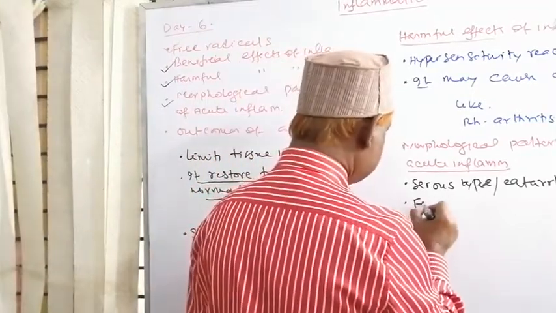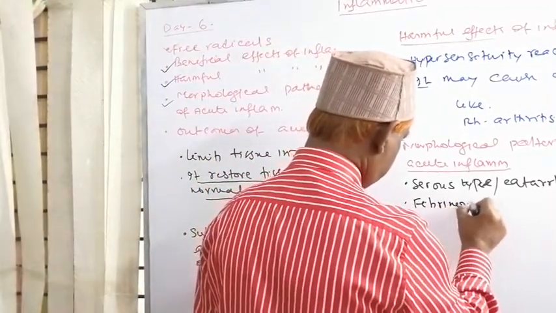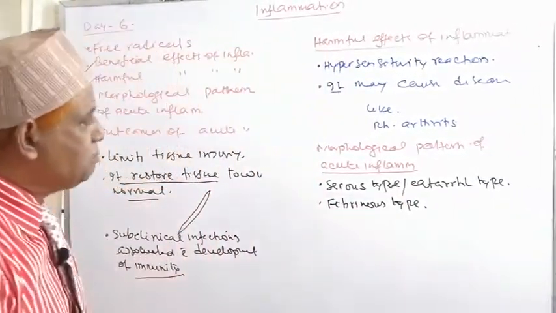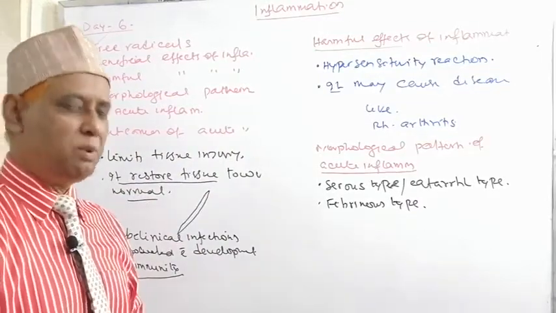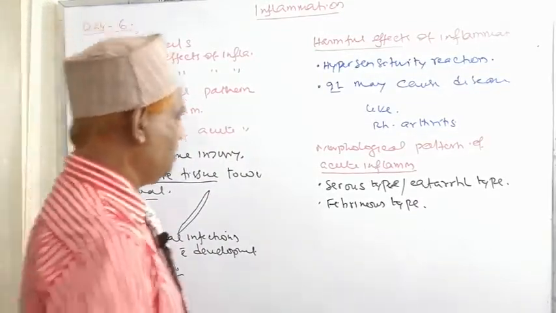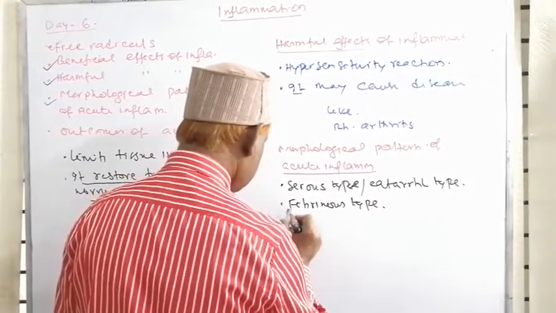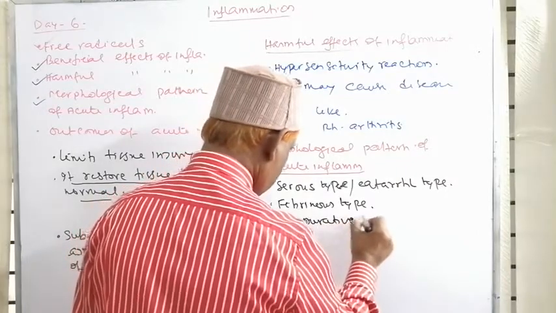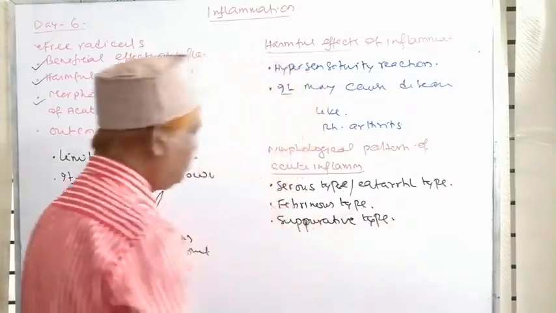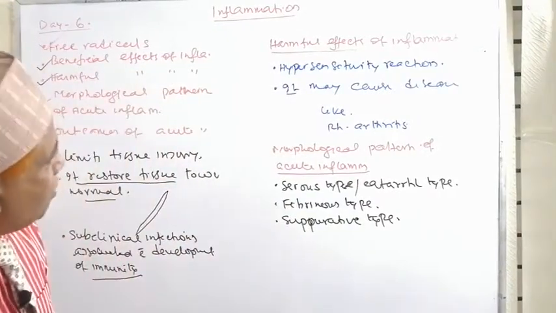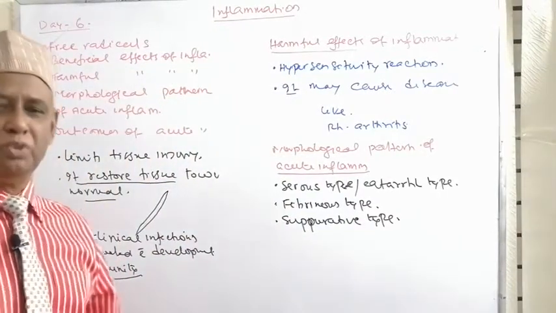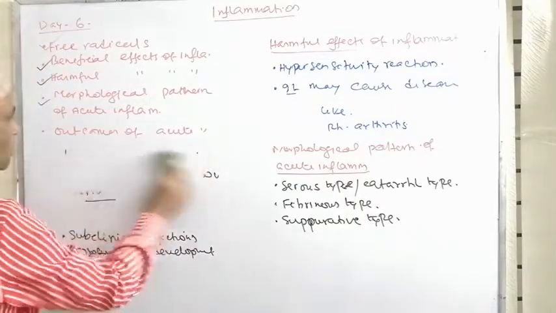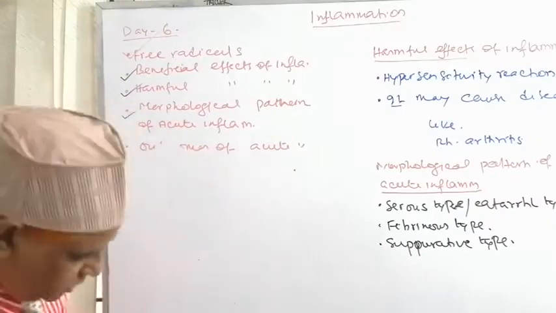It may be fibrinous type. When the exudates is mucinous, such type of acute inflammation is called fibrinous type of acute inflammation. It may be suppurative type. If the exudates is suppurative, or exudates pass like pus, such type of acute inflammation is called suppurative type of acute inflammation.